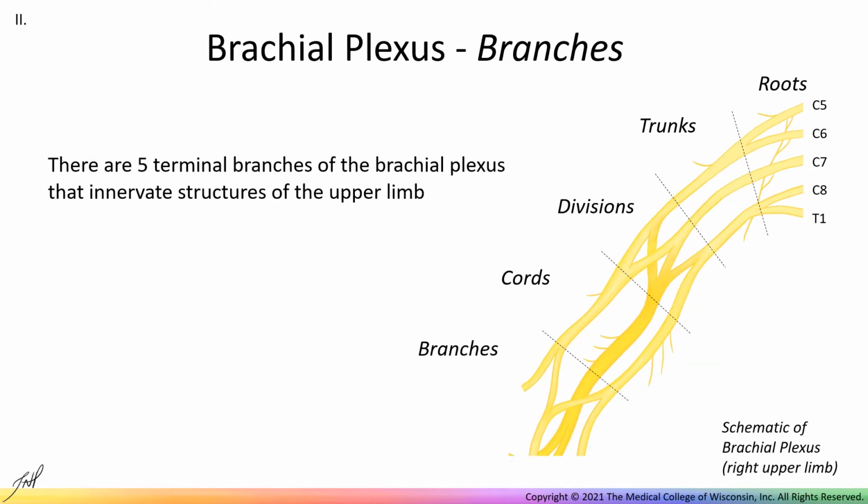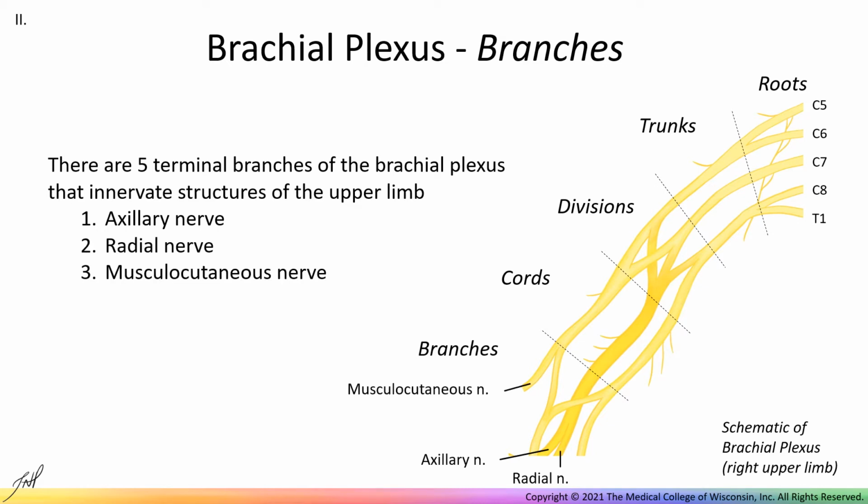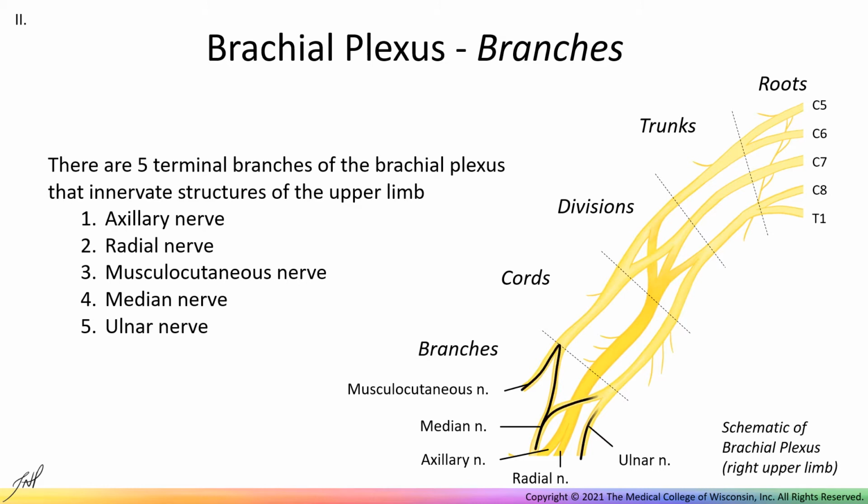Finally, the cords split to form the terminal branches of the brachial plexus. Posteriorly, the posterior cord splits into the axillary nerve and the radial nerve. Anteriorly, the musculocutaneous nerve is a branch off the lateral cord. Medial and lateral cords both contribute fibers to form the median nerve, and the ulnar nerve comes off the medial cord. Note that the musculocutaneous, median, and ulnar nerves together form the shape of the letter M, laying anterior to the axillary artery.